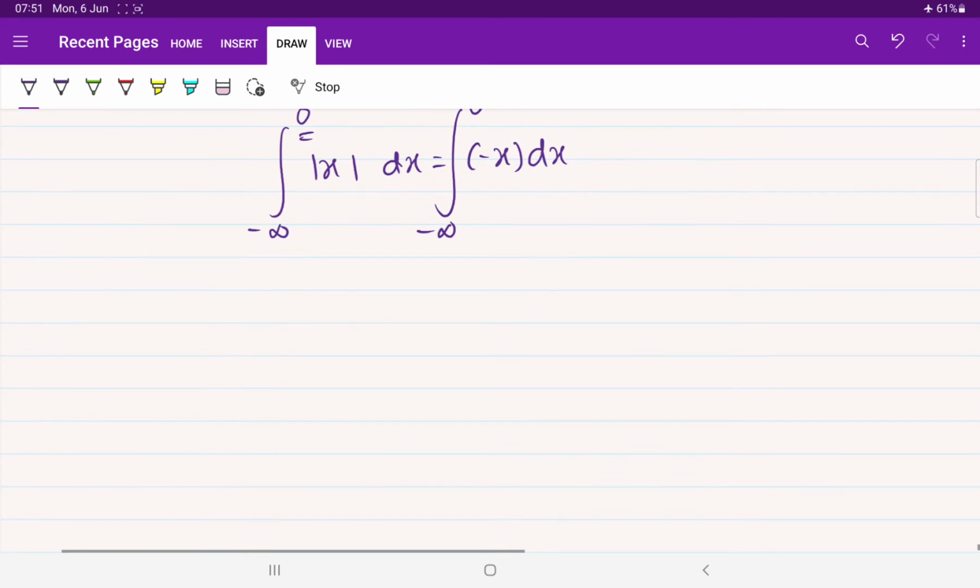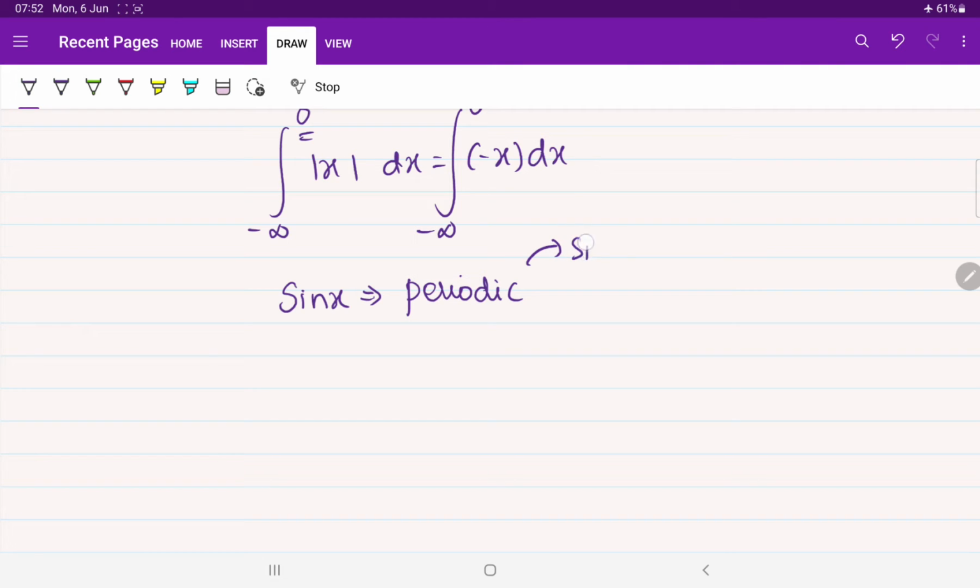In the same way, in our question we are talking about sin x. Sinusoidal is always a periodic function. Try to learn the actual meaning of a periodic function. If you really don't know what periodic means, you can watch our signals and systems lectures. They will be available on our website. You can just go through it.